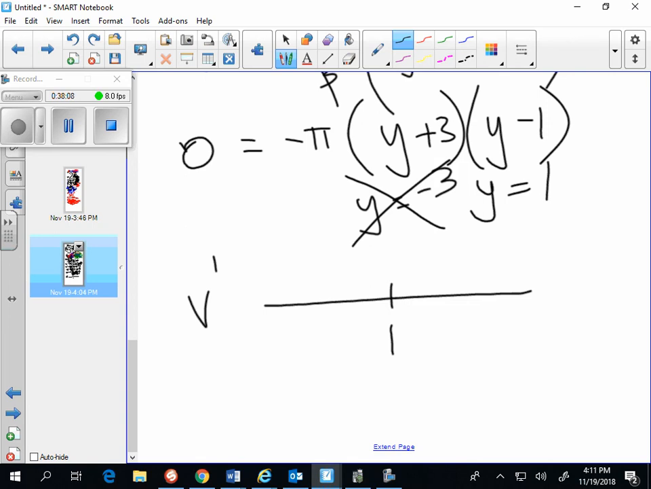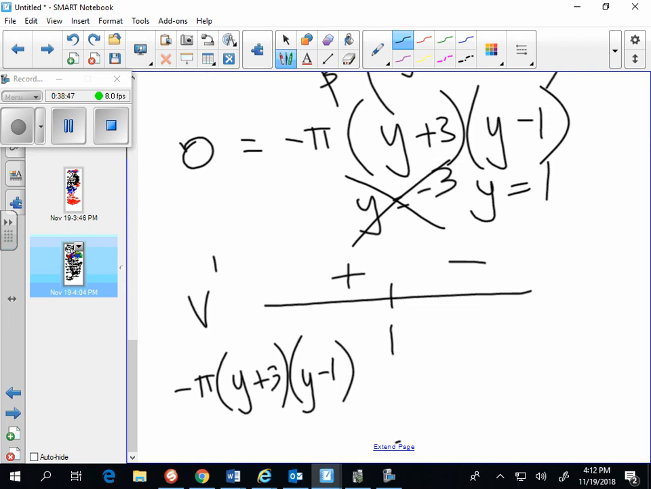And I'm going to test something to the left and right in v prime. Okay, so remember what we had for v prime? v prime was negative pi times y plus 3 times y minus 1. So if I plug a 0 in here, I get 3 times negative 1, negative 3, times negative pi is positive 3 pi, so I have v prime as positive here. And if I plug in a 4, I get 4 minus 1 is 3, 4 plus 3 is 7, so 3 times 7 is 21 times negative pi is negative 21 pi, or negative.